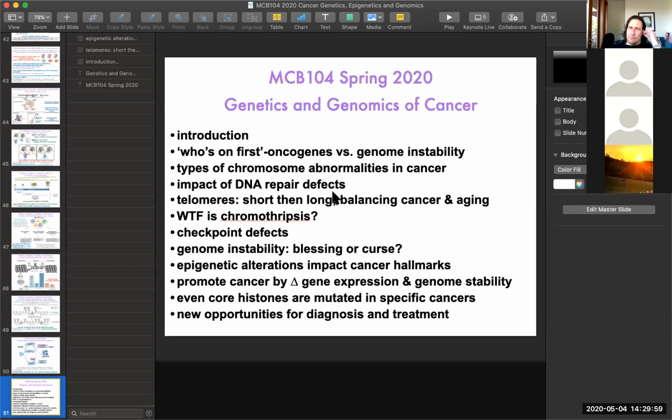There's one slide on DNA repair defects. I'm not going to emphasize that. I emphasize the chromosomal abnormalities and the genome instability because for the last 30 years, most people have only talked about oncogenes and tumor suppressors. It's always been emphasized that changes at the individual gene level are what matters. And people are now coming back to what was known 100 years ago, which is that there's a lot of genome instability and that plays an important role.